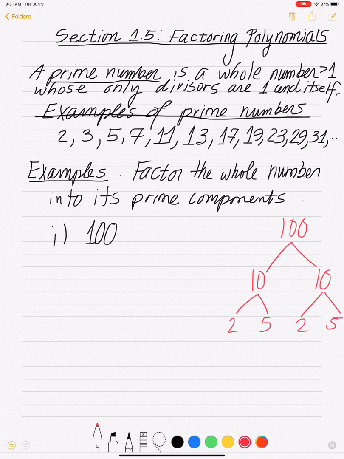Now the question is, are 2 and 5 prime? Yeah, 2 is a prime, right? The only things that divide 2 are 1 and 2. 5 is a prime because the only things that divide 5 are 1 and 5. So I'm circling all my primes. Notice that we have 2 copies of 2, so that's 2 times 2. And we have 2 copies of 5, 5 times 5.